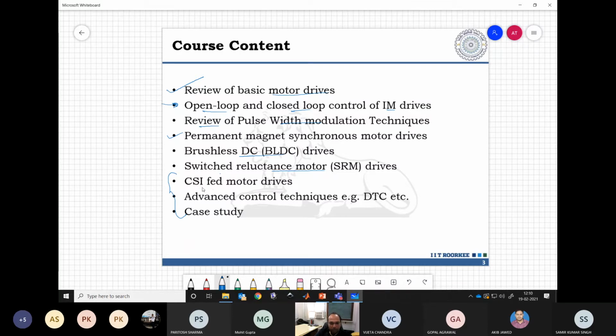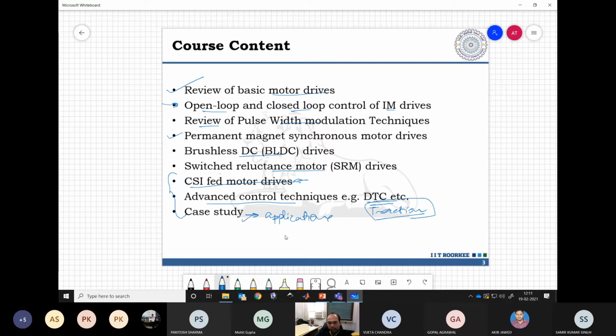Let us say the CSI fed motor drives, which are being utilized in the industry, and some advanced control techniques which are available in the industry like DTC, etc. And one case study we will do. Here we will take a particular application which we will discuss. This could be traction or anything other similar to this.